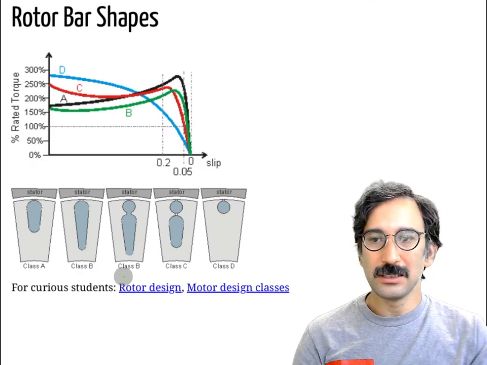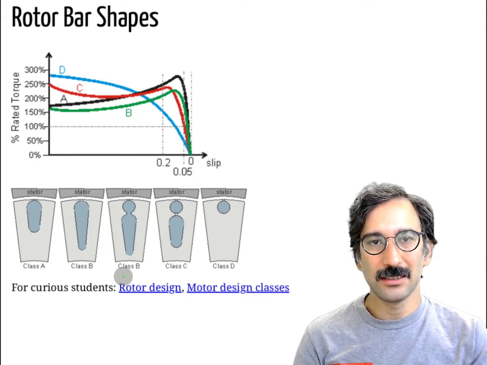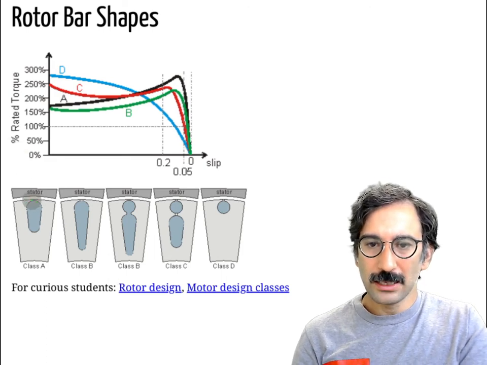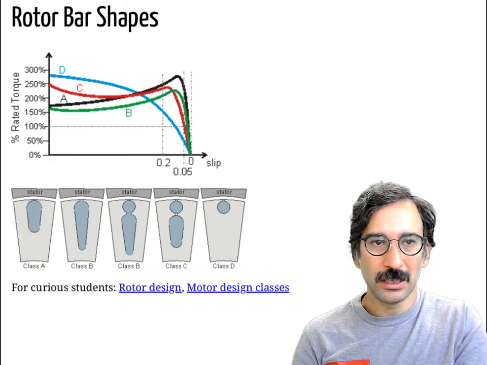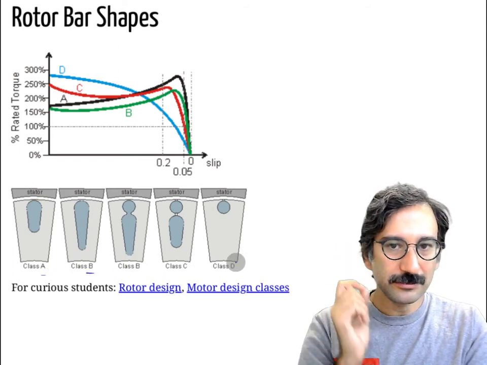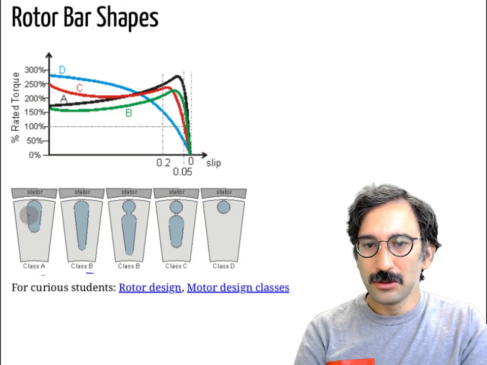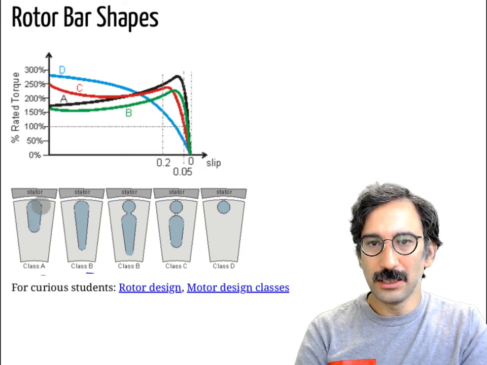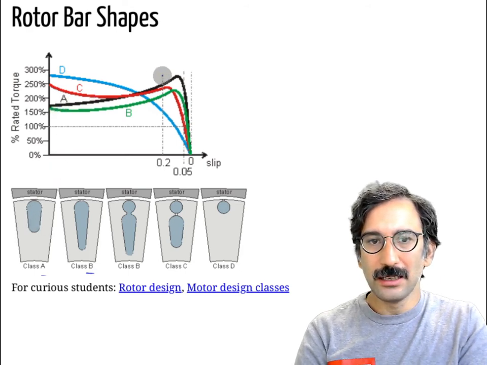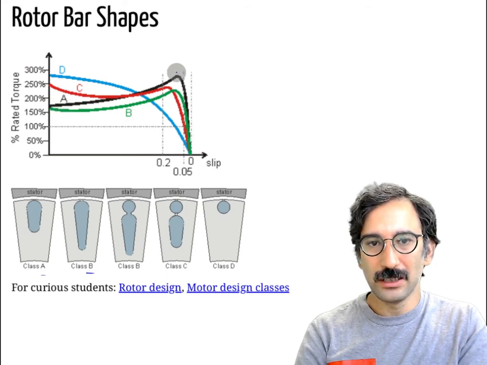And again, this is outside the scope of this course. We have some motor design classes at the graduate level, but you will probably hear about classes like class A motor, class B, class C, class D, whatever. Those classes depend on the rotor shape. So this is, let's say, a normal shape, with the typical induction motor torque curve. It can generate up to about 150% of the rated torque.